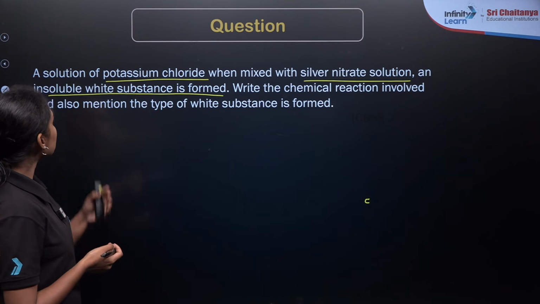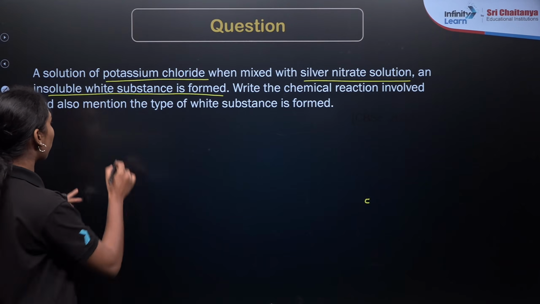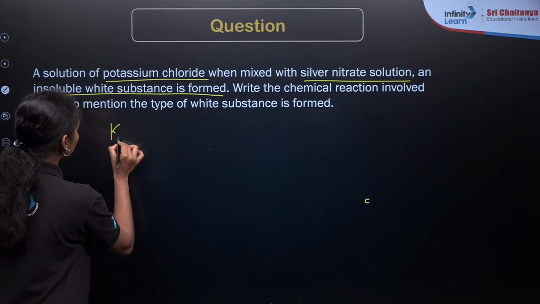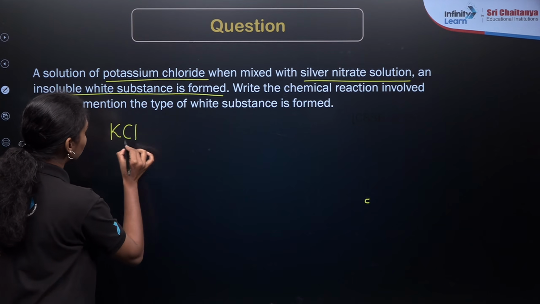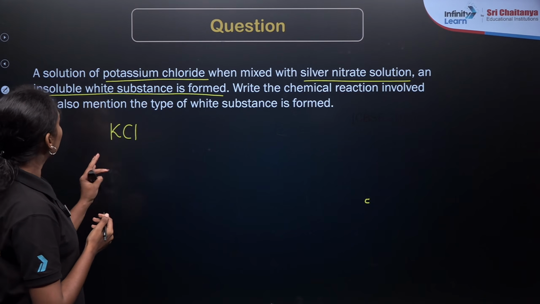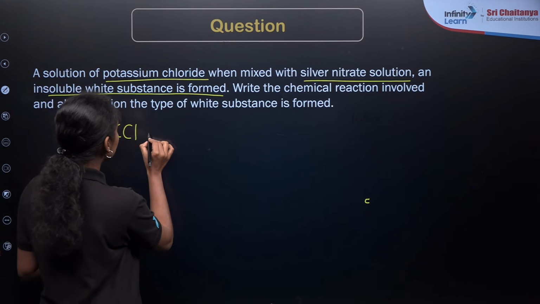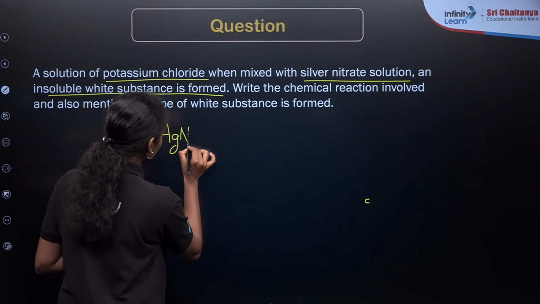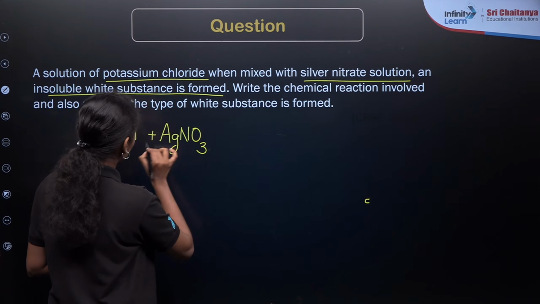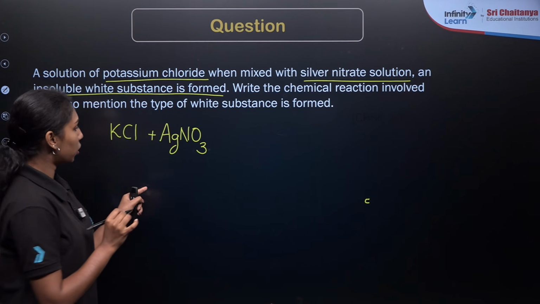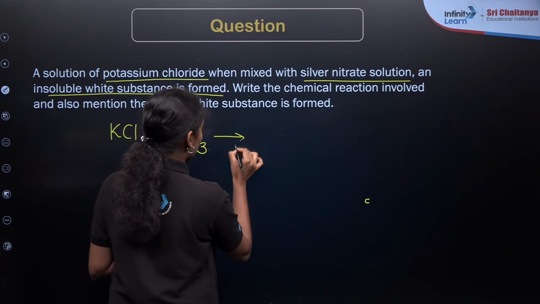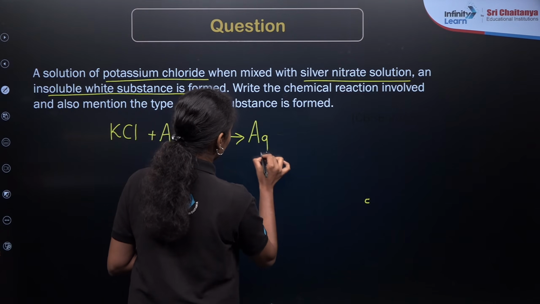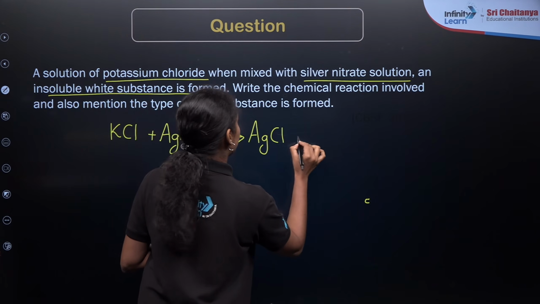So we need to identify the substances given here, right? Potassium chloride, as we already know how to write down the chemical formula of the compound. So for potassium chloride, KCl will be the chemical formula, right? Then that will be treated with silver nitrate, AgNO3. So what will be the reaction formed over here? Silver nitrate will react with the potassium chloride to form silver chloride, AgCl, plus KNO3, right?